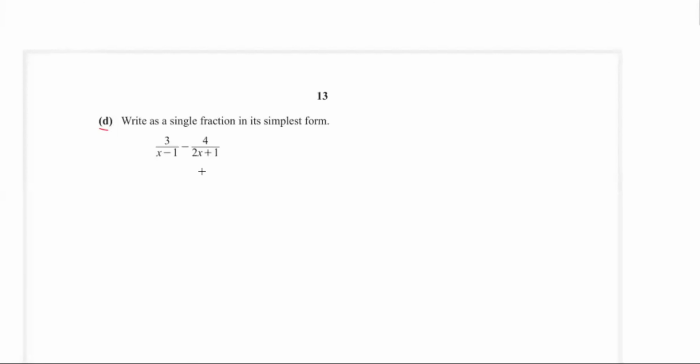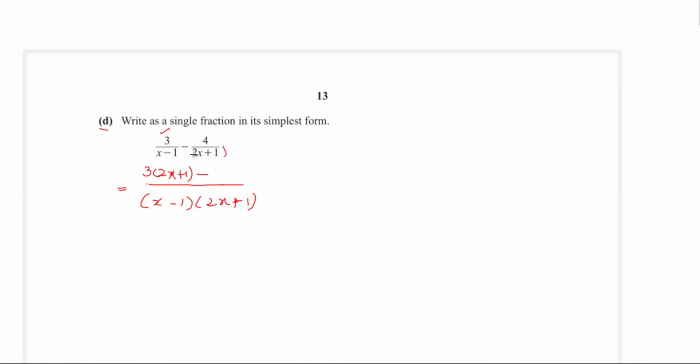Part D, write as a single fraction in the simplest form: 3 over (x minus 1) minus 4 over (2x plus 1). We take the LCM. The LCM is (x minus 1) into (2x plus 1). Now you see here in the first fraction, the denominator was x minus 1. Now it becomes (x minus 1) into (2x plus 1). To make the fraction equivalent, we multiply this fraction by 2x plus 1. Therefore, we multiply 3 by 2x plus 1.